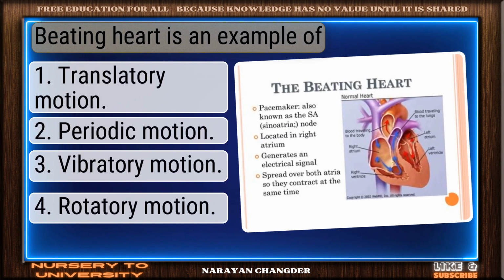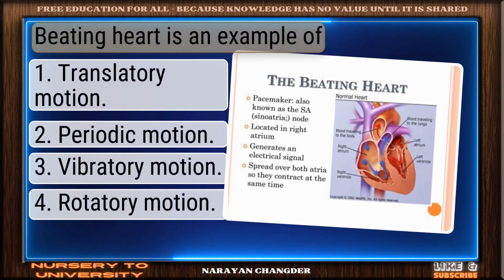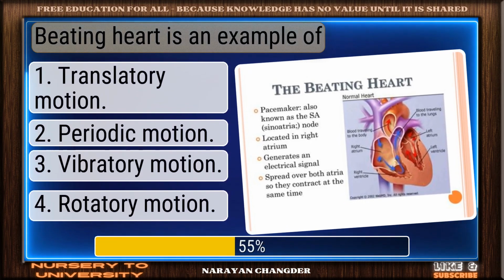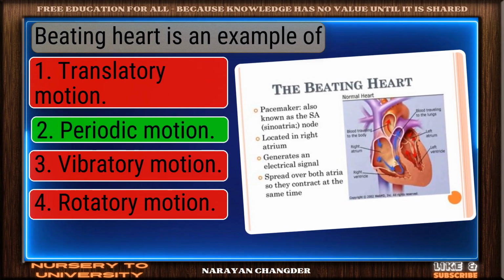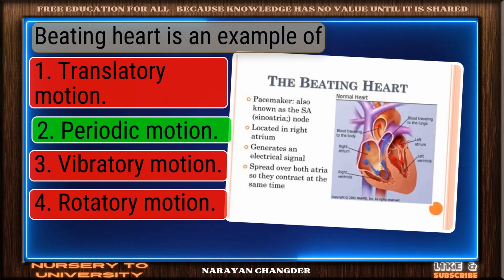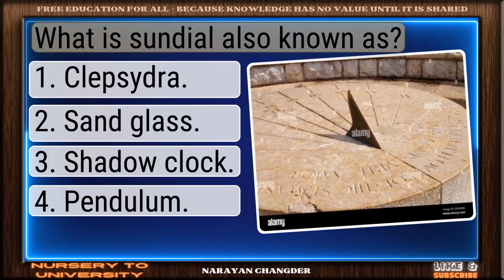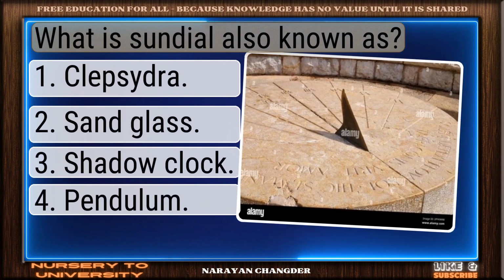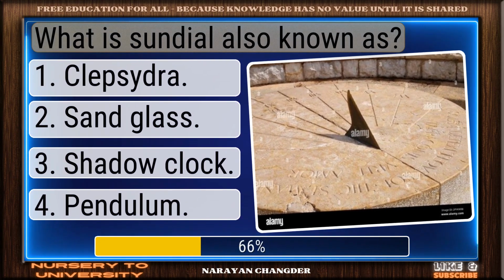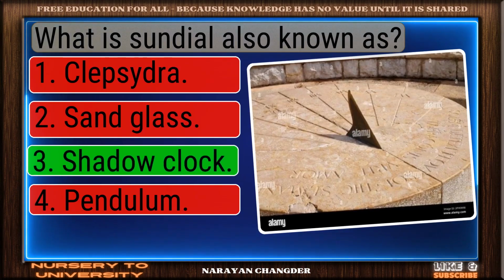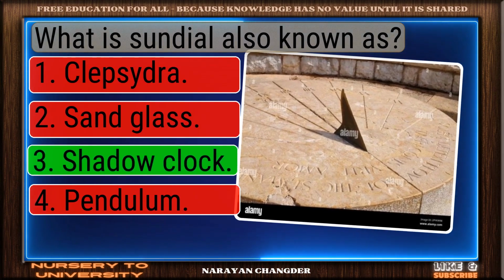Question number 210. Beating heart is an example of? Correct response. Periodic motion is the most accurate answer. Question number 211. What is sundial also known as? Smart move. Shadow clock is an accurate answer.